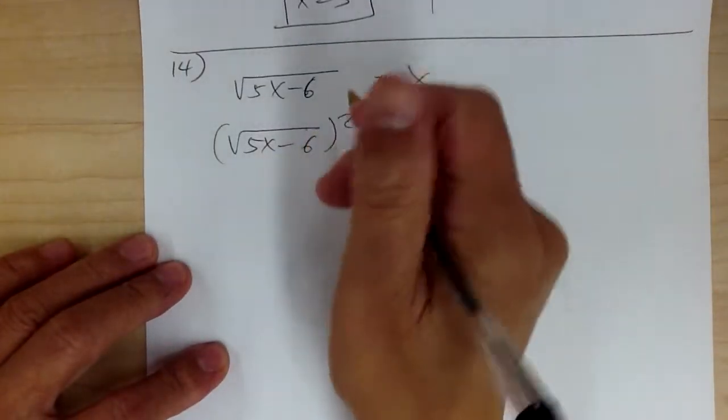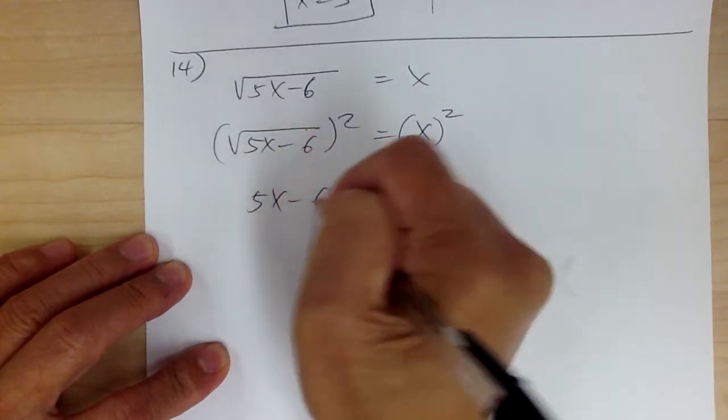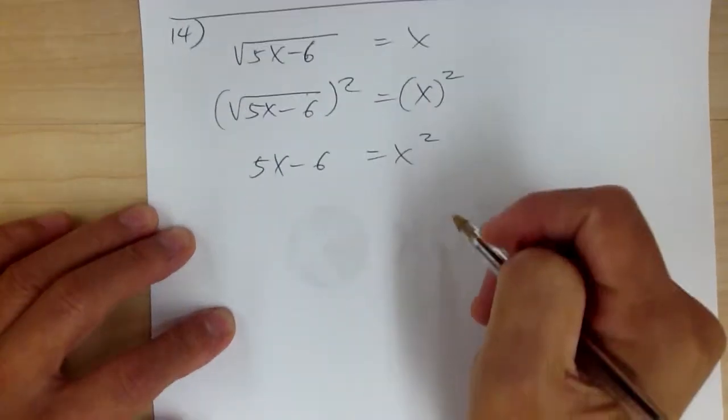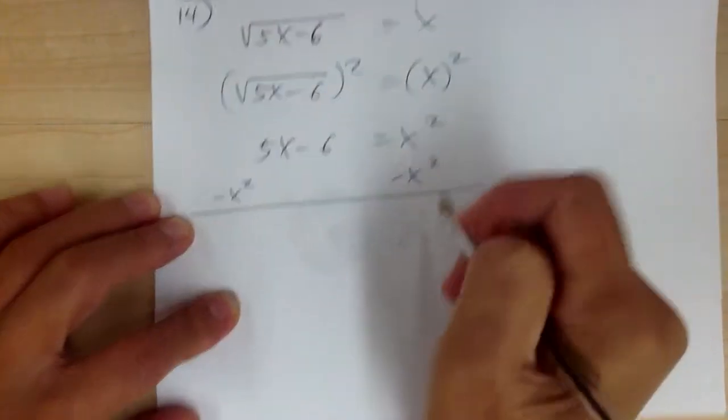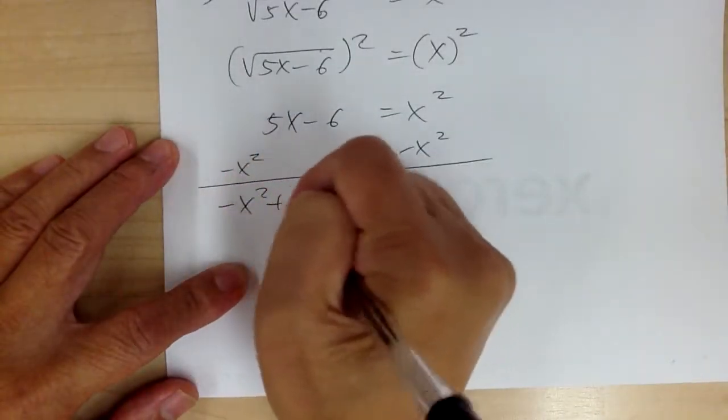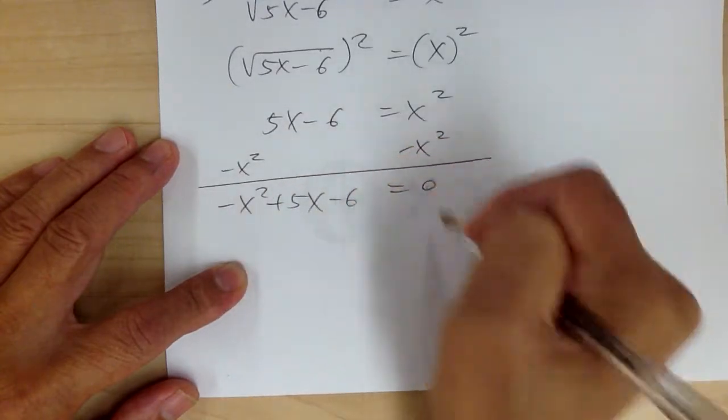So the square and square root cancel out. So you got 5x minus 4 equal to x squared. Okay, go and move this to this side. So minus x squared on both sides. So you got negative x squared plus 5x minus 6 equal to 0.